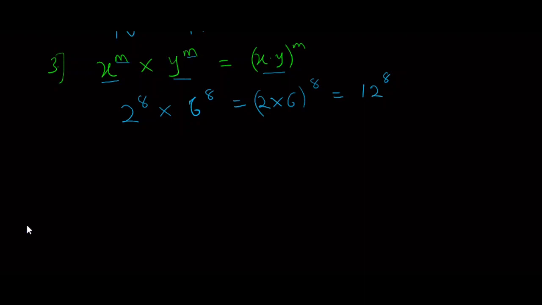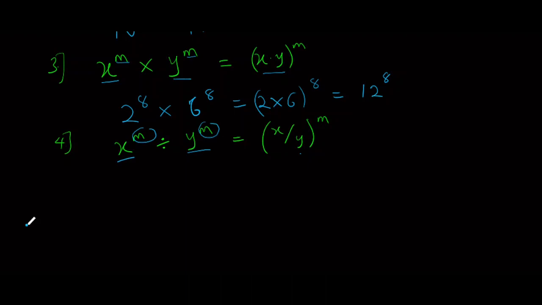Now let's look at law 4. Law 4 says that x raised to power m divided by y raised to power m will obtain x over y, everything raised to power m. This is telling us that if we have different bases but the powers are the same, we divide the first base by the second base, then both have the power m.